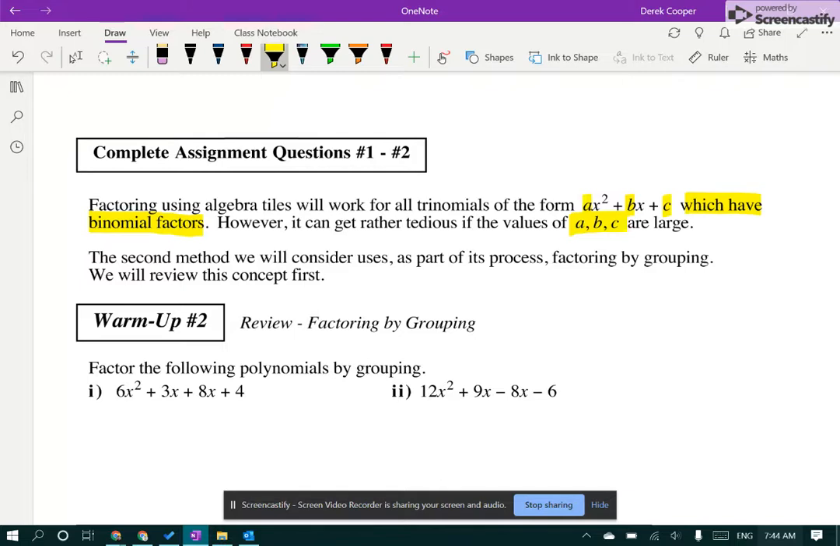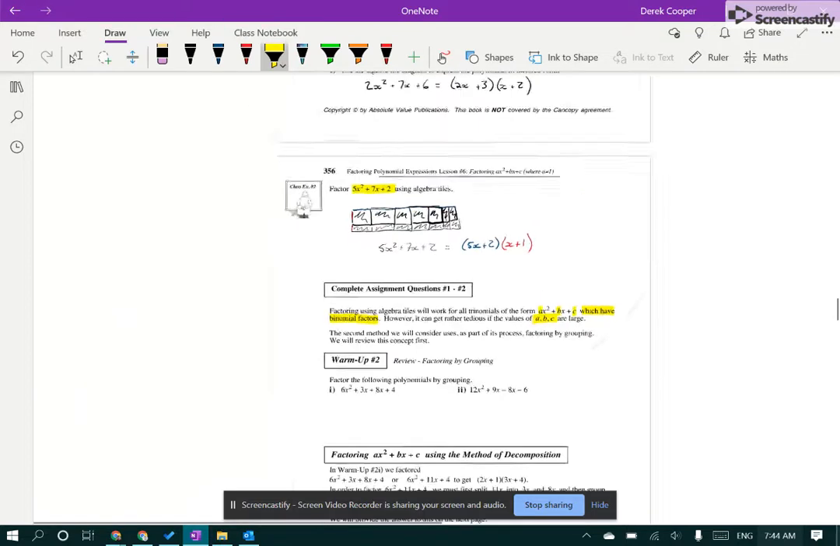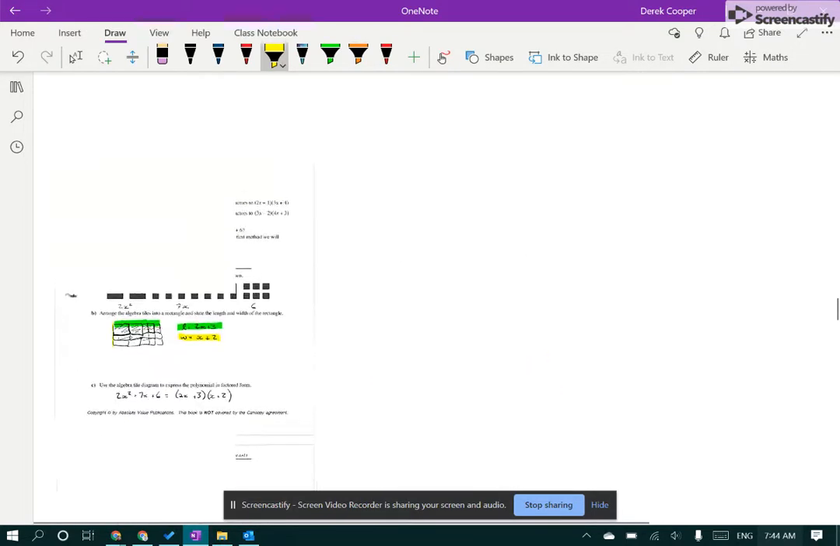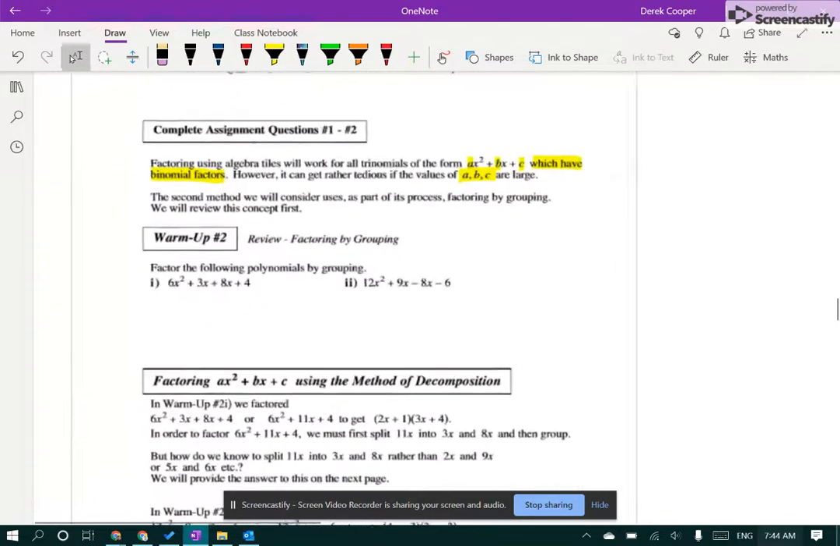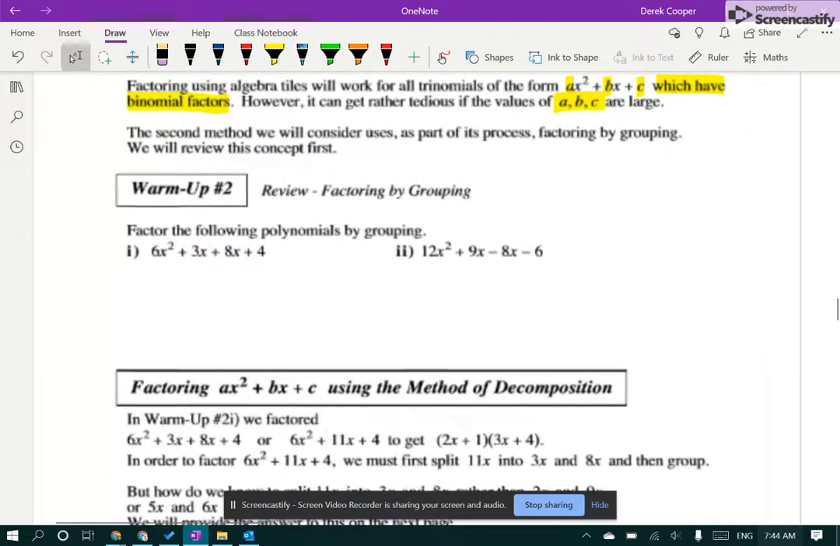Can you imagine if you had 24x and had to draw out 24 tiles? That doesn't make a ton of sense at all. So what we're going to do instead is figure out methods on how we can do this. The first thing we're going to do is grouping.